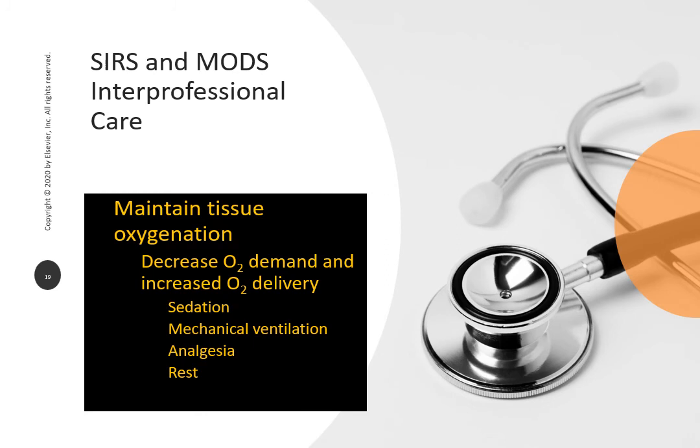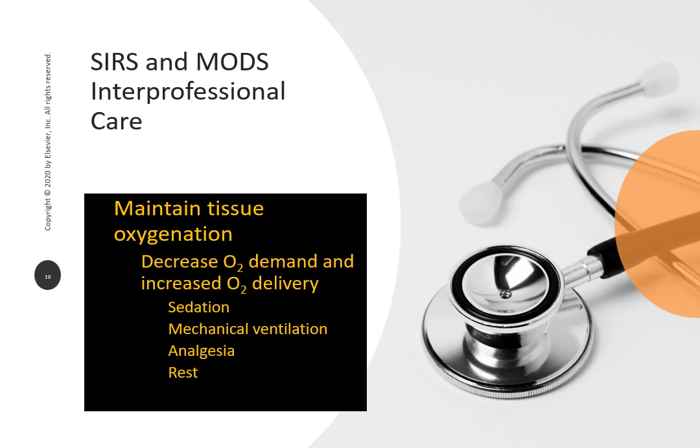Hypoxia often occurs because patients have greater O2 needs and decreased O2 supply to the tissue. Interventions that decrease O2 demand and increase O2 delivery are essential. Sedation, mechanical ventilation, analgesia, and rest may decrease O2 demand and should be considered. Treating fever, chills, and pain decreases O2 demand. O2 delivery may be optimized with tidal volumes with positive end expiratory pressure, increasing preload like with fluids, or myocardial contractility to enhance cardiac output, or reducing afterload to increase cardiac output.